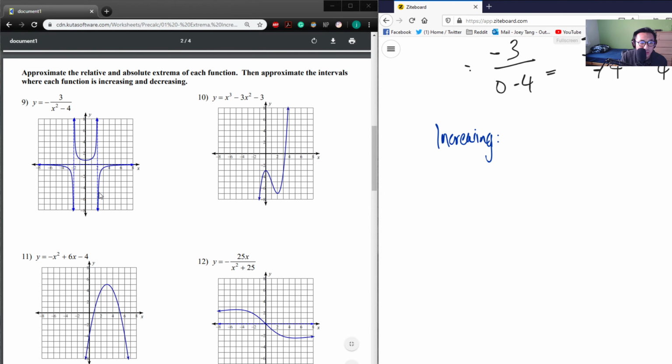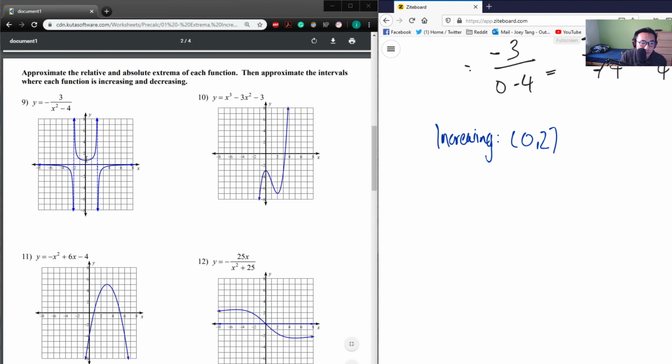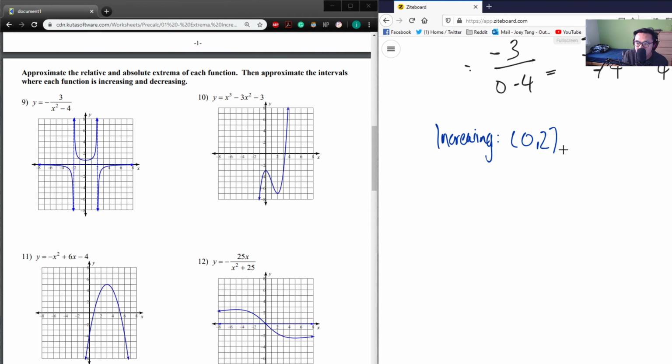I have an infinite discontinuity at 2 here. So in this case, my increasing would be from 0 to 2, right? From 0 to 2, because this is going from 0 to positive infinity. It's an interval of increase. So from 0 to 2 is my first interval. And do I have a second interval? I do, right? I have this here is a period of increase, right?